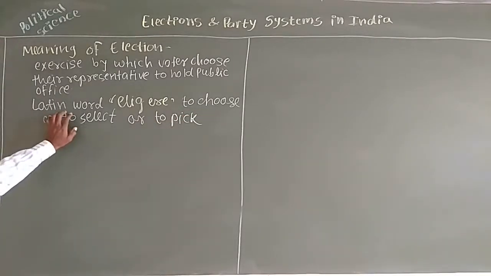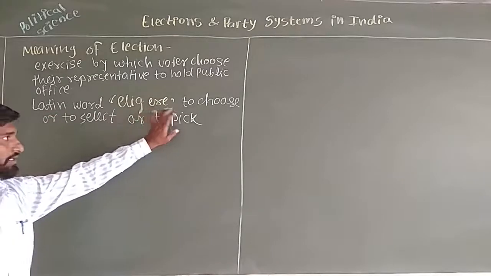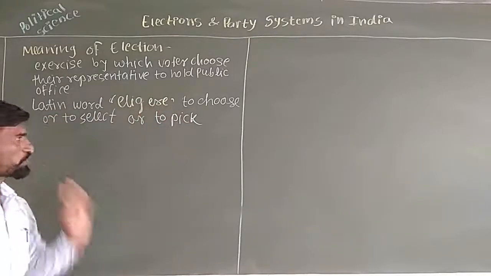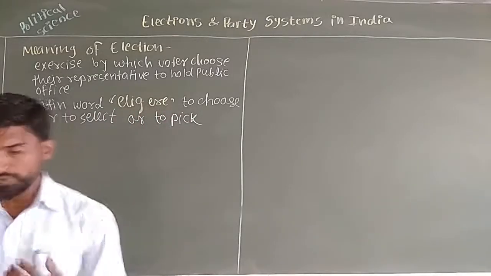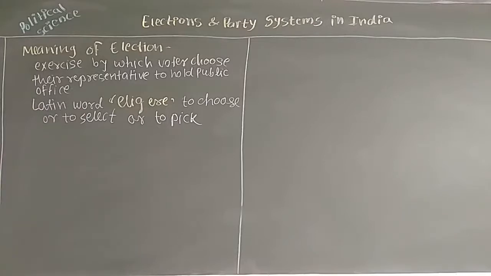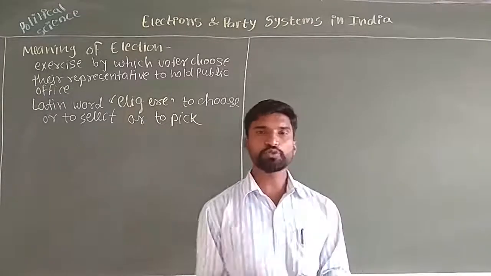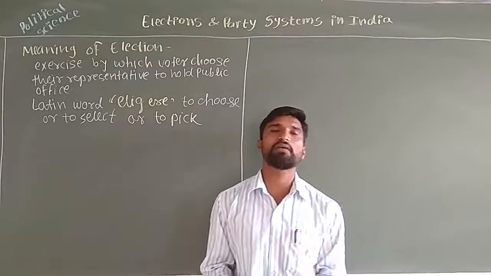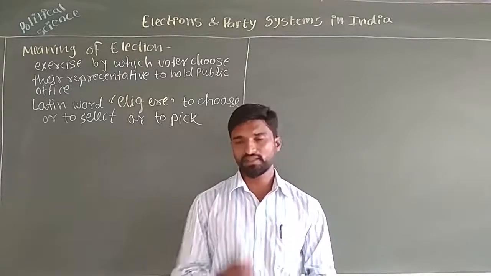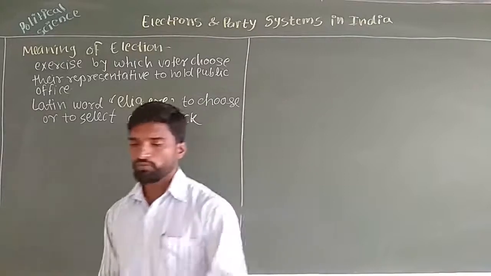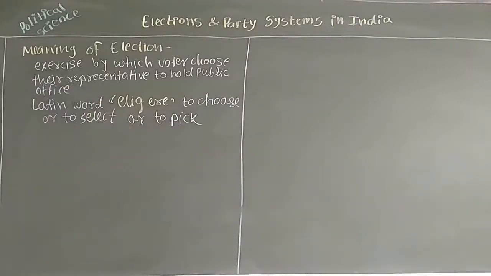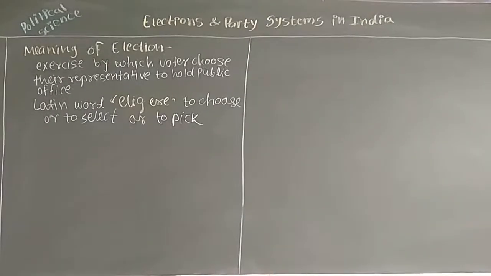The word election has been derived from electorate, which means to choose, to select or to pick. So in the modern period, we choose and select our representative, and this elected representative will govern us. These elections have been conducted from the 17th century itself.